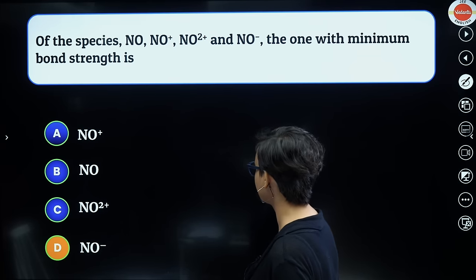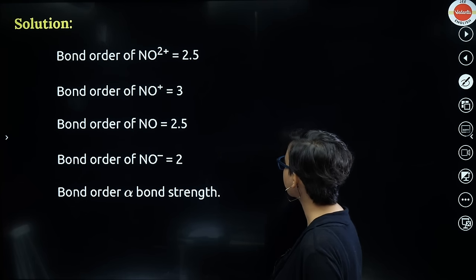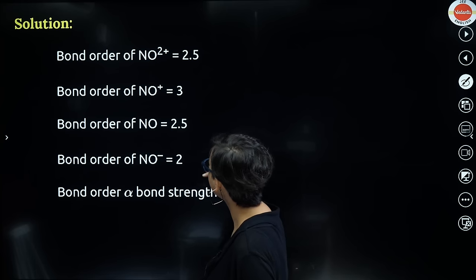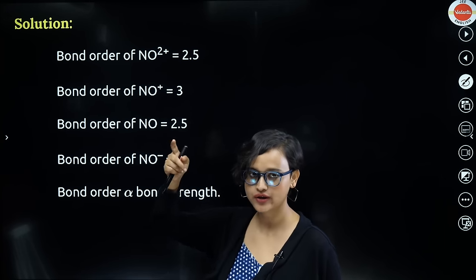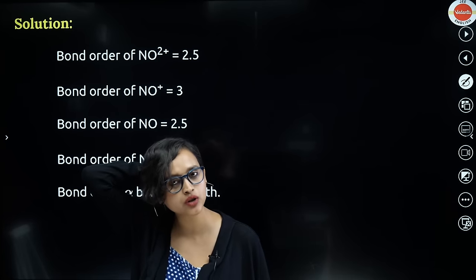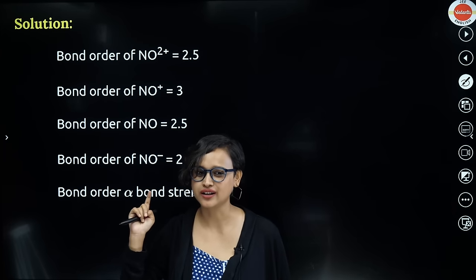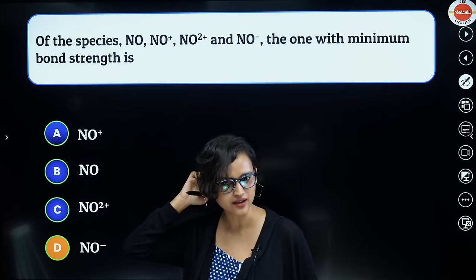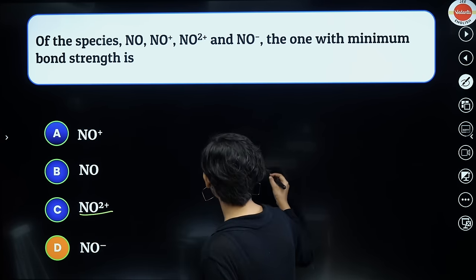I don't think I've made a mistake, but they're saying that I've made a mistake. Okay. NO plus is 3, right? 2 electrons are gone. That means what will be the 2 electrons? You know what? Check it out once again. I think I might have made a mistake here, just in case of NO2 plus. Let's calculate this once more.